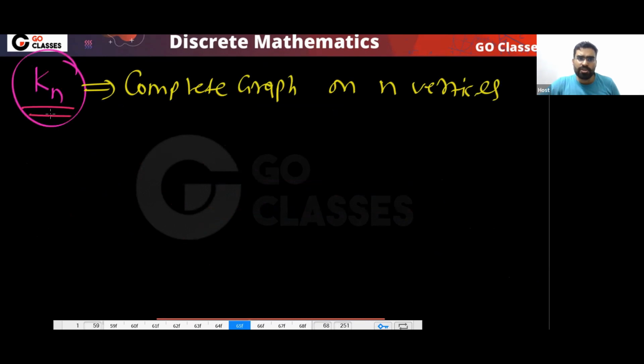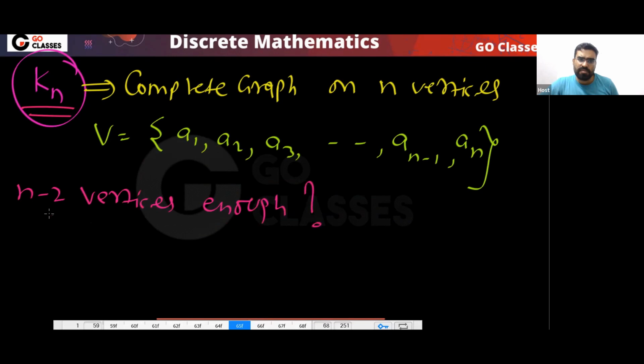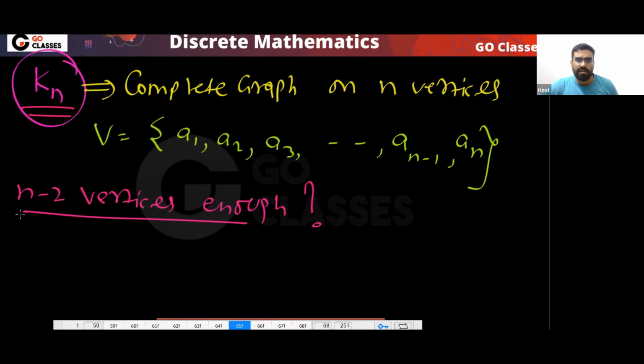Tell me, can I say n minus 2? For example, let's assume these are the vertices A1, A2, A3, A(n minus 1) and An. Now tell me, can I say n minus 2 vertices are enough? If I take n minus 2 vertices, are they enough?